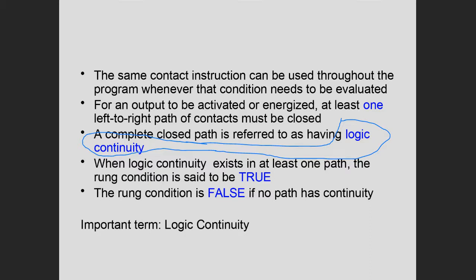A whole rung is said to be true if it has a set of true statements leading up to the rightmost command, which is the output. The rung is true if all the previous input instructions are true, and if at least one is false, then the whole rung is false. So we have no logic continuity if I have a false rung. This term logic continuity is quite important.